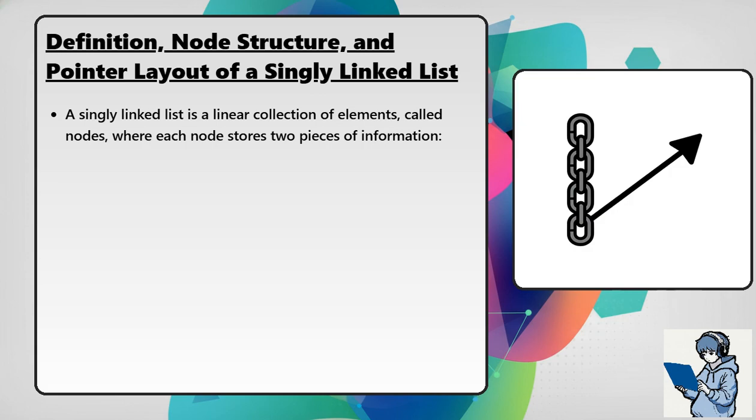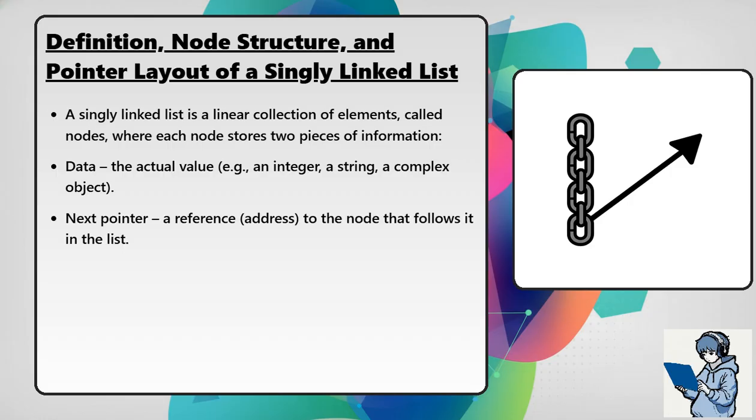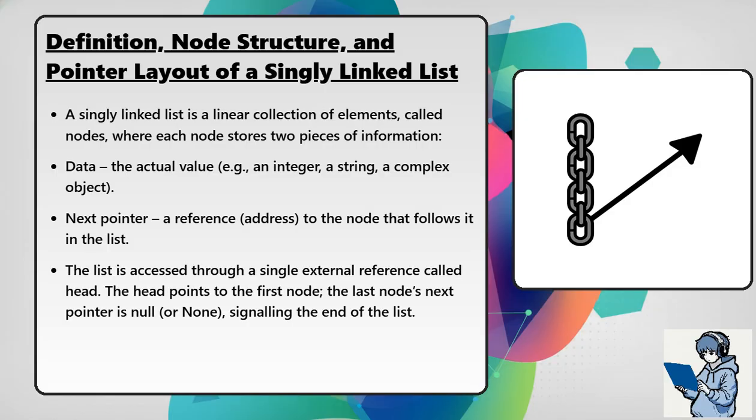A singly linked list is a linear collection of elements called nodes where each node stores two pieces of information. Data: the actual value, e.g. an integer, a string, a complex object. Next pointer: a reference address to the node that follows it in the list. The list is accessed through a single external reference called head. The head points to the first node. The last node's next pointer is null or none, signaling the end of the list.